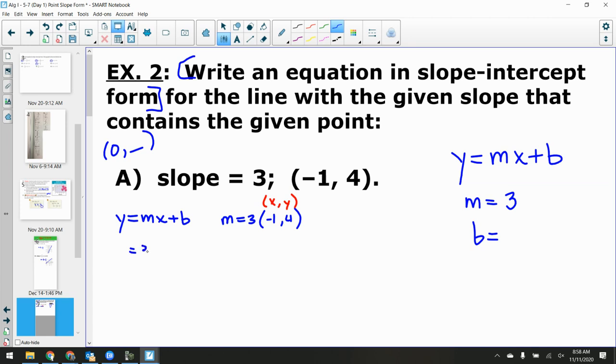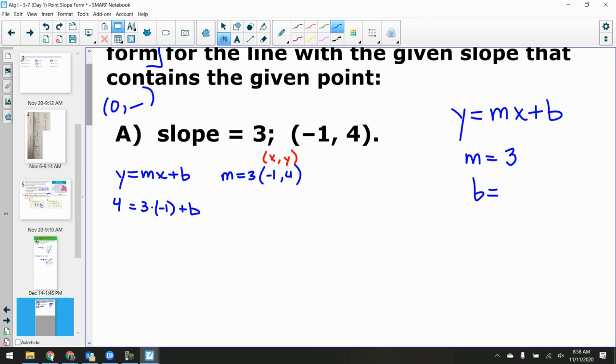Okay, the m is 3. The x is -1. The y is 4. You see what I did there? I plugged in the information that I knew. The x was -1. The y was 4. That's where I got it from the point. The slope was 3. I had every piece of information I needed to plug into slope-intercept form to be able to solve for b, right? Isn't b the only letter in there now? So now I can find what b is.